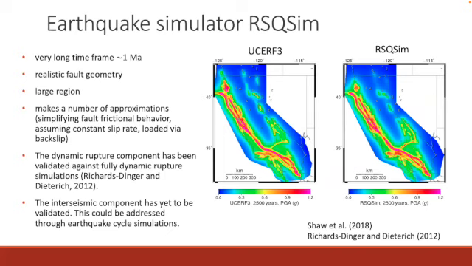The maps both show the peak level of ground acceleration expected to be exceeded at the 2% probability level over a 50-year time period, expressed as a fraction of the acceleration of gravity. To accomplish this, RSQSim makes a number of approximations, such as radically simplifying fault frictional behavior, assuming a constant slip rate during rupture, and loading the faults using a backslip method that fixes the fault slip to a specified rate during the interseismic period.